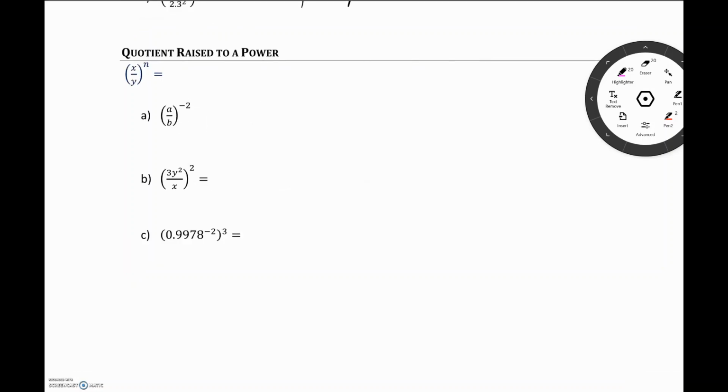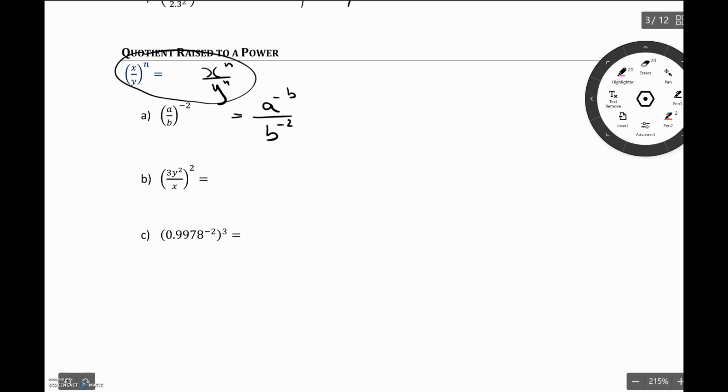The last rule is that we have a quotient x divided by y raised to an exponent. In this case, the numerator and the denominator are raised to the same exponent. So this is the same as x to the n over y to the n. Okay? So in this case, we have a over b to the negative 2. So that's the same as a negative 2 over b negative 2, which we could now write with positive exponents. The a to the 2, rather, a negative 2 goes down to become a squared, and the b negative 2 goes to the numerator to become b squared.